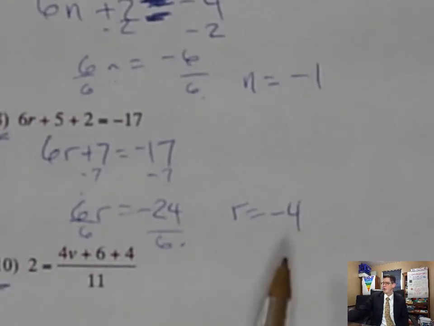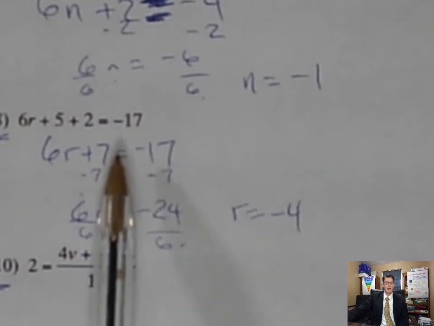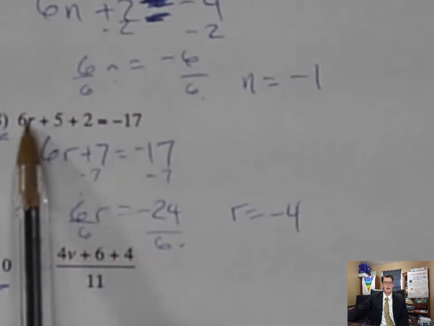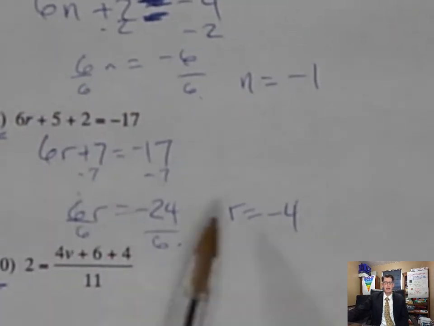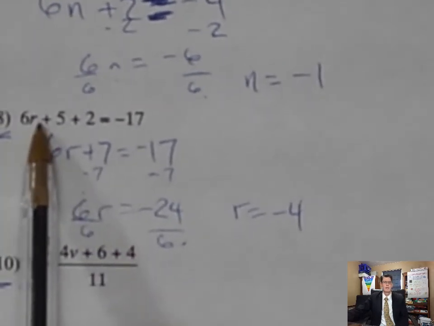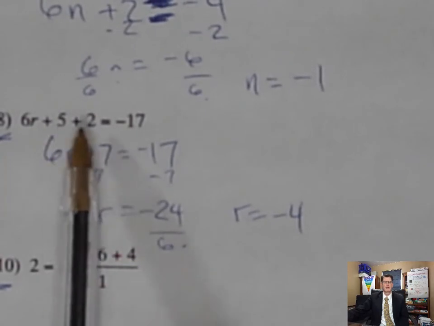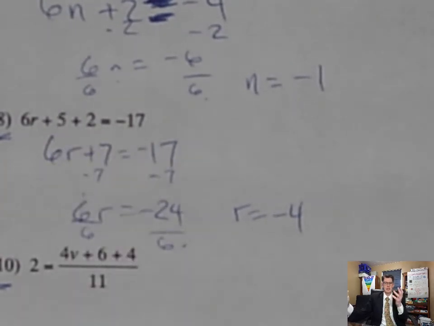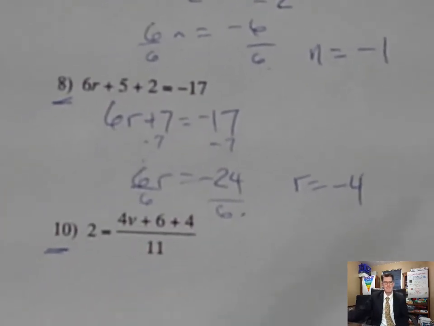When we talk about putting it back in, you put the -4 back into 6R. So the R there, put -4 into the R. 6 times -4 is -24. -24 plus 5 plus 2 gives you -17. So you know you did it right.